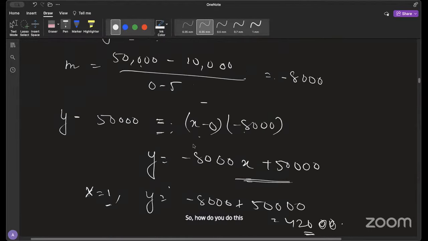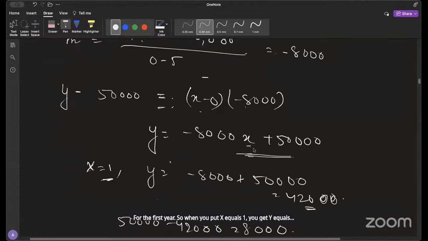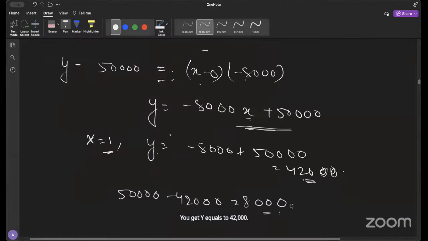So how do you do this? You already know at x equals 0, it cost 50,000. So you find it for x equals 1, for the first year. You just put x equals 1 in this equation, and you get y equals 42,000. This is for the 0th year, which means when you initially bought the thing, and this is for the first year. So you're going to get 8,000.